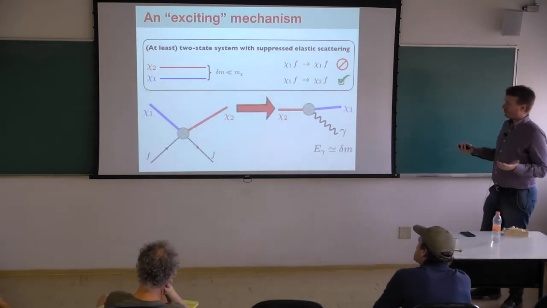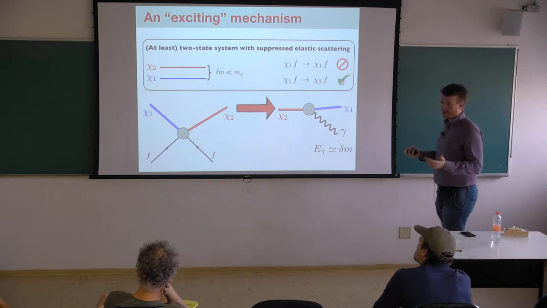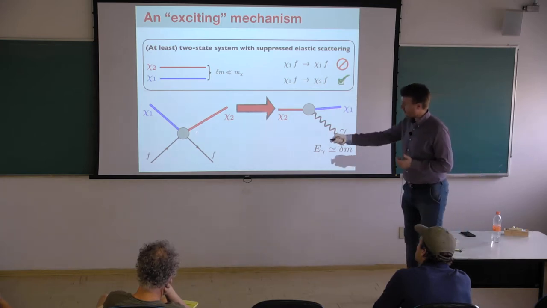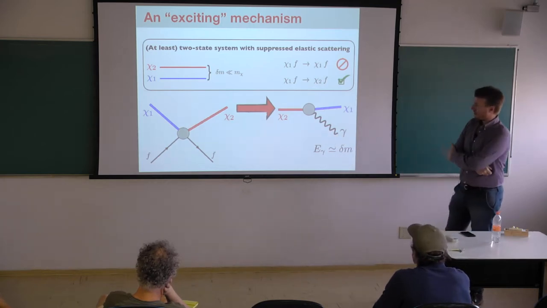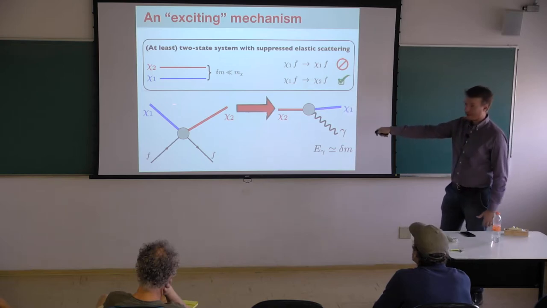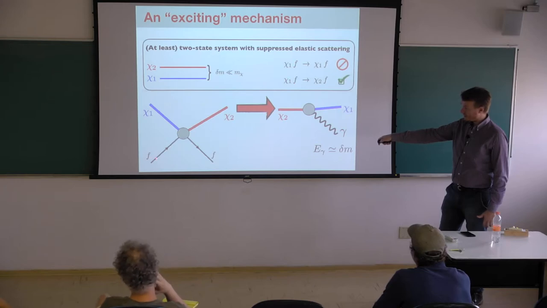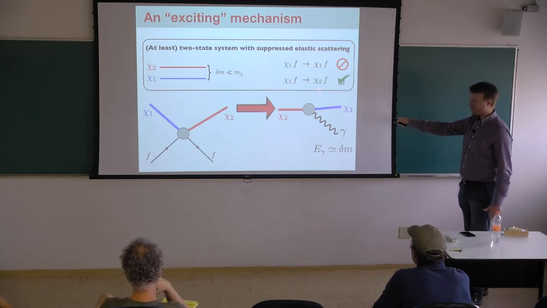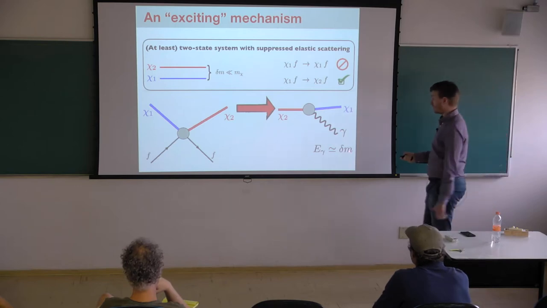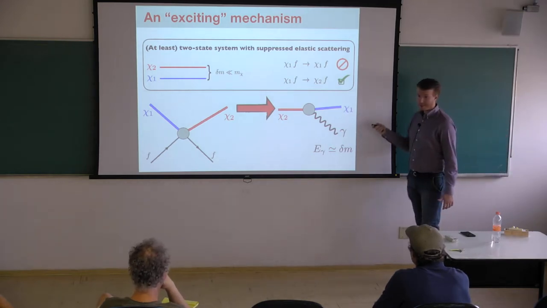Now, the way you produce lines is just summarized here. You have Chi1 around in the cluster, for example. You hit the fermion, you produce Chi2, and then Chi2 eventually decays to Chi1 and the photon. And the energy of the photon is pretty much the mass splitting.